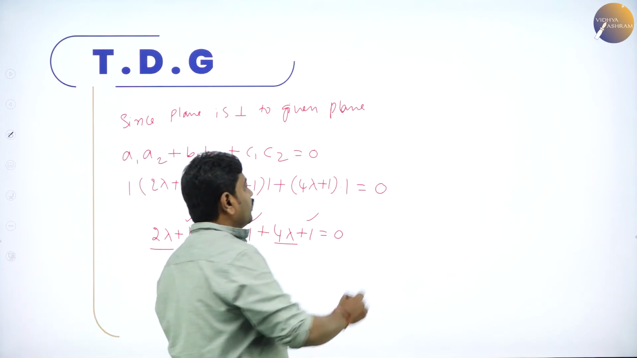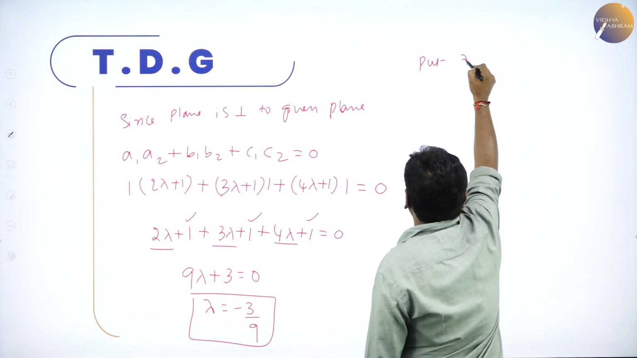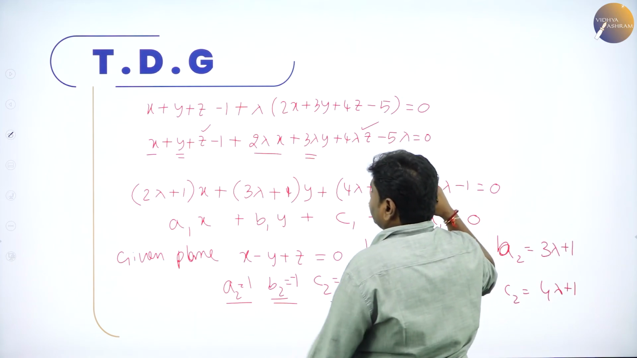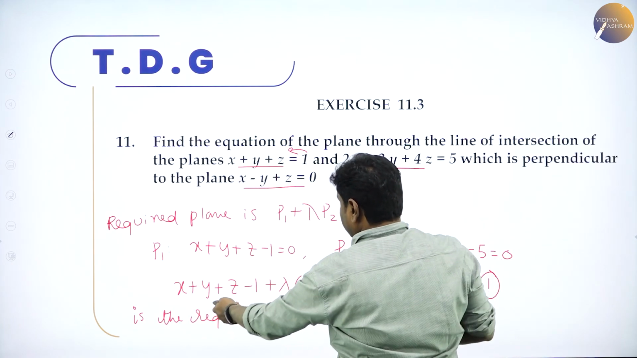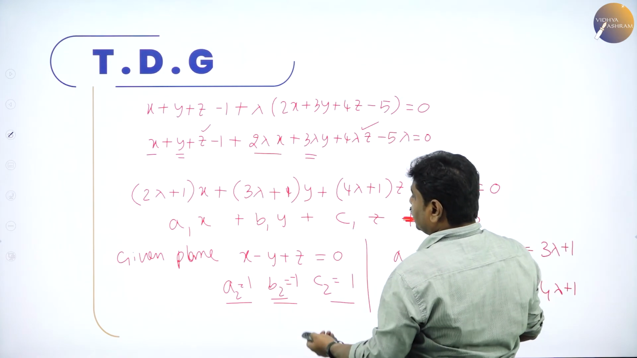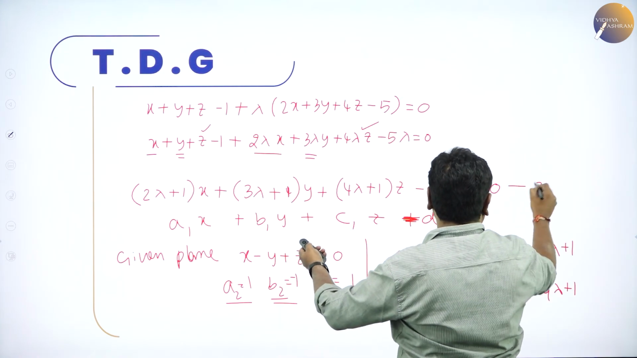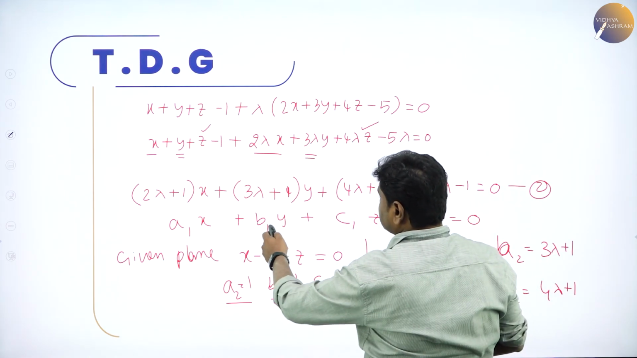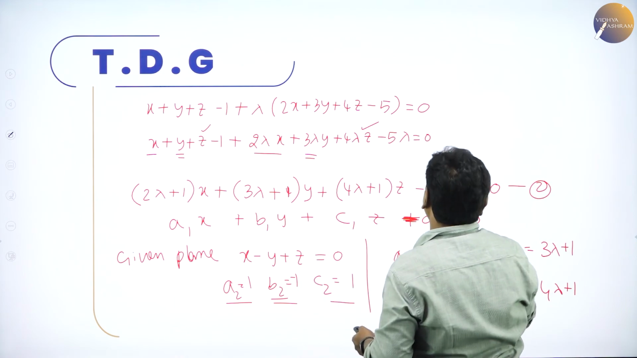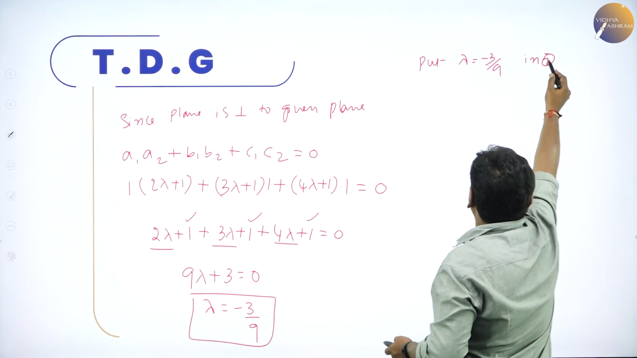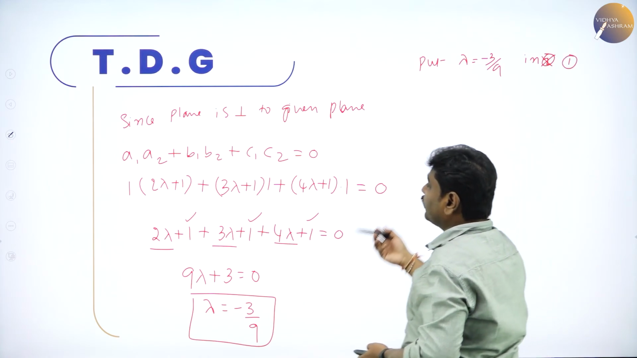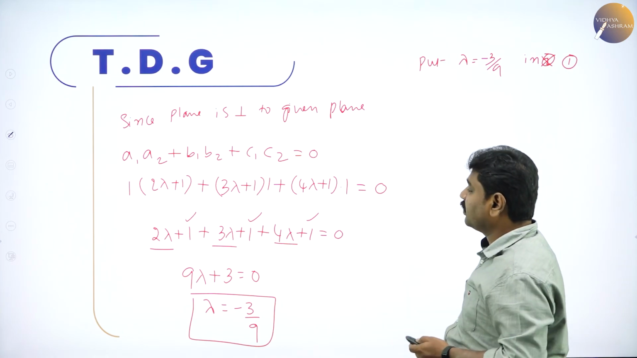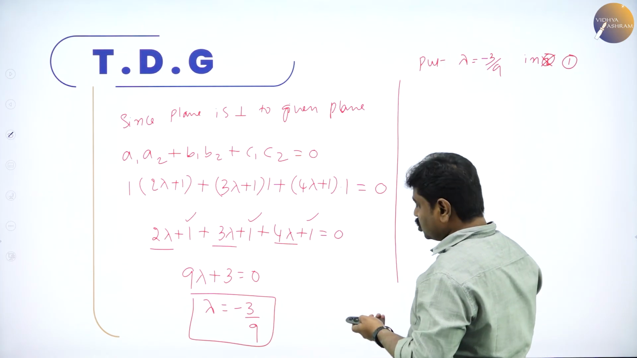Substitute the value of lambda, minus 3 by 9, in our required equation. What is our required equation? Here we wrote in the beginning x plus y plus z minus 1, or we could write it in the simplified equation 2. But it is better to write in equation 1 only, because we can eliminate the denominator and then substitute. Instead of substituting lambda many times, in equation 1 we have lambda only once. So the better method is to substitute in equation 1.